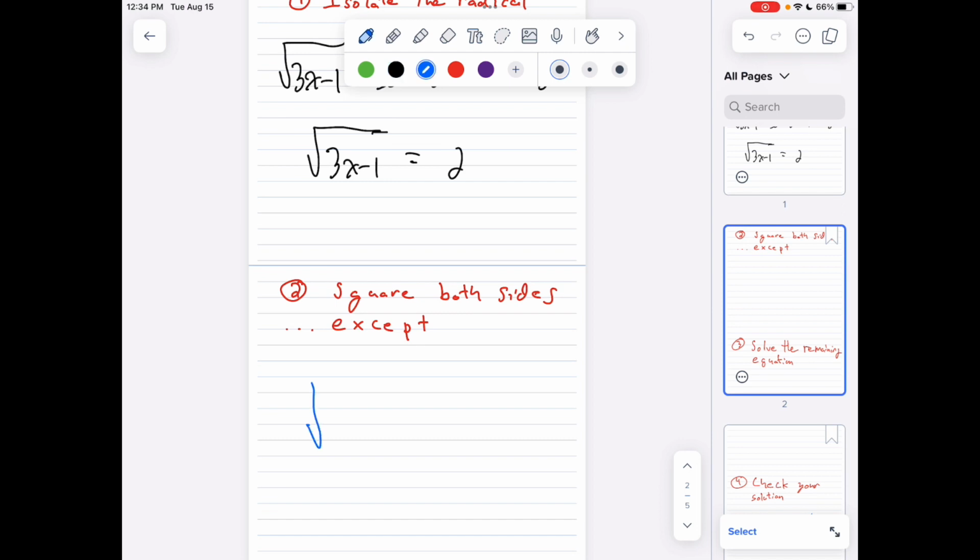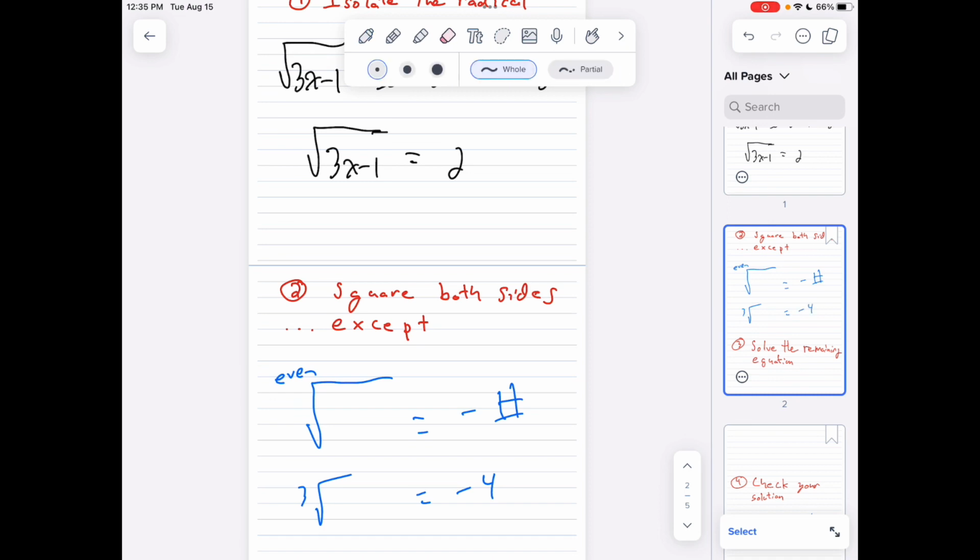If you had a radical, a square root, equaling a negative number, then that's where you stop. A square root cannot equal a negative number. In fact, anything that's even will not work out. So if you have the square root, the fourth root, etc., it's not going to work. If it was an odd root, no problem. So if it was like the cube root or the fifth root or something equals, like, negative 4, that's fine. As long as it's odd, fine. But if it's even, no solution.